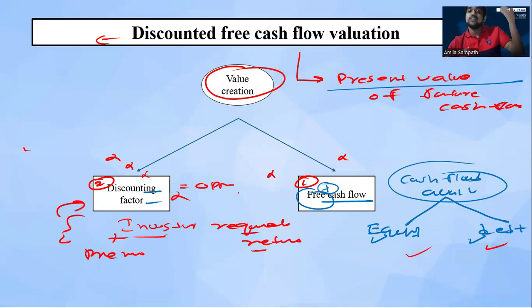normally for this investor required return, we add a premium to associate some risks associated with the country or the industry, or some companies may have company specific risks. To associate those things, we add a premium to this investor required return, and then this summation we use as our discounting factor. These two factors, free cash flow and the discounting factor, we can say are the main value driving factors of the discounted free cash flow valuation method.